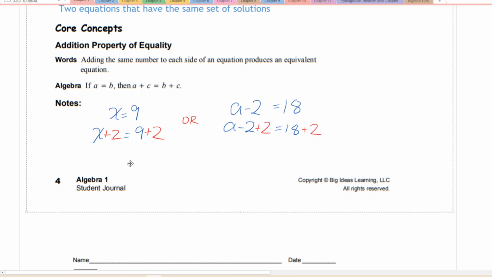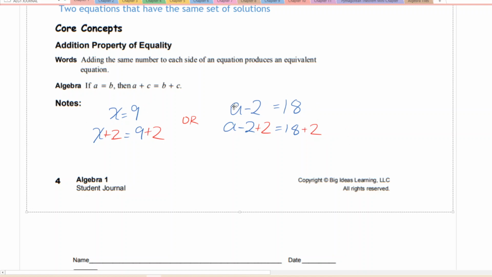equals 9, I could add 2 to both sides, and I would get x plus 2 equals 9 plus 2, which of course would again make an equivalent equation, x plus 2 equals 11. But that's just making things more difficult. X equals 9 is the simpler of those two equations.